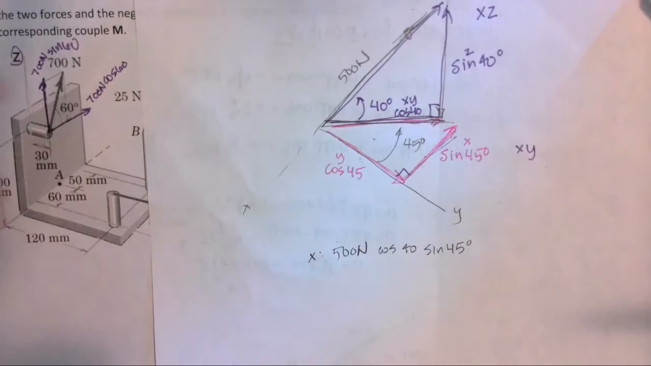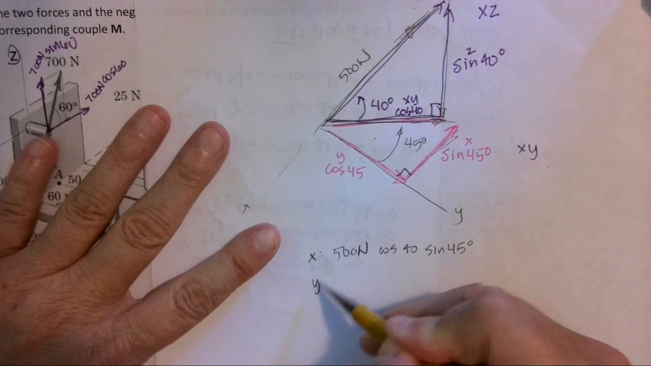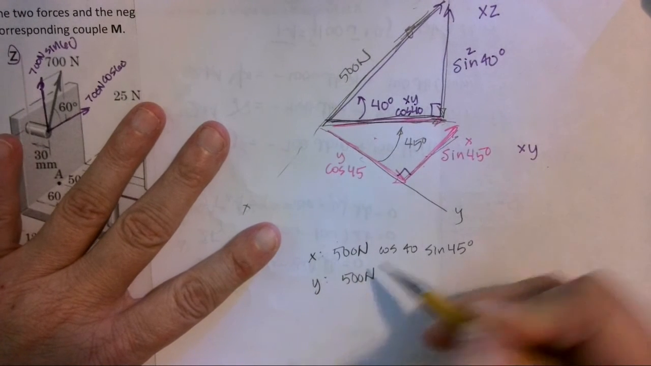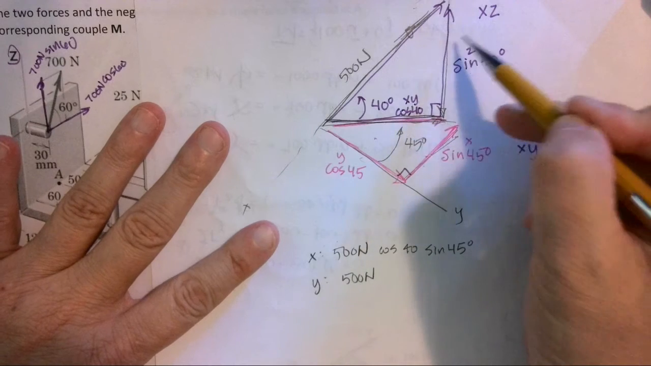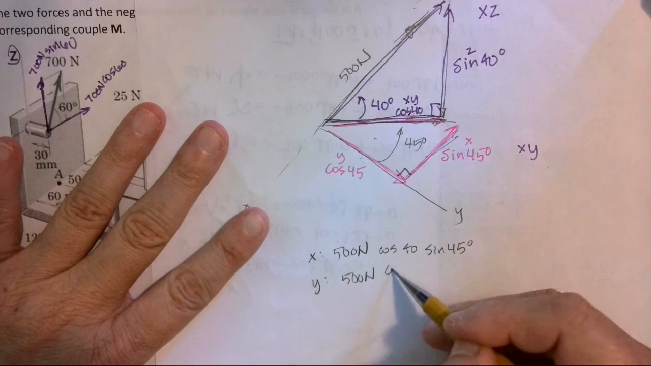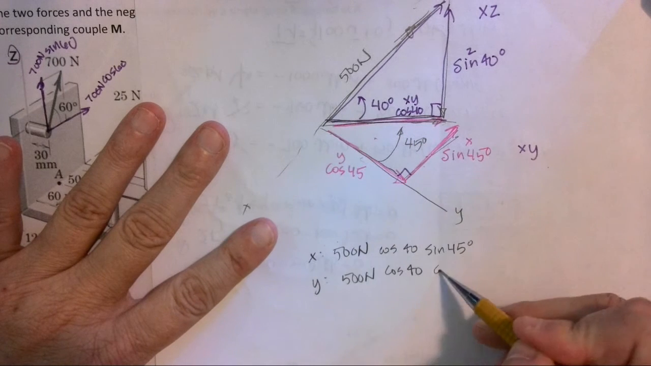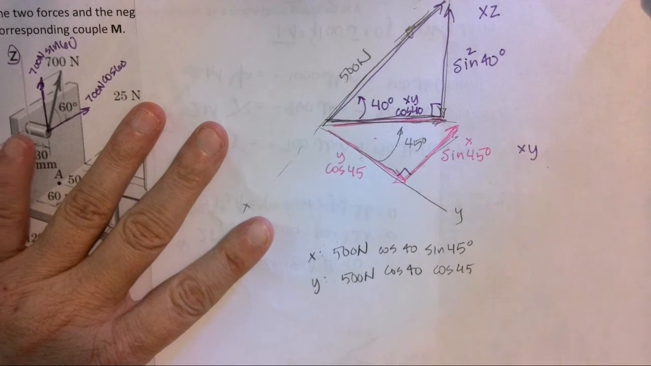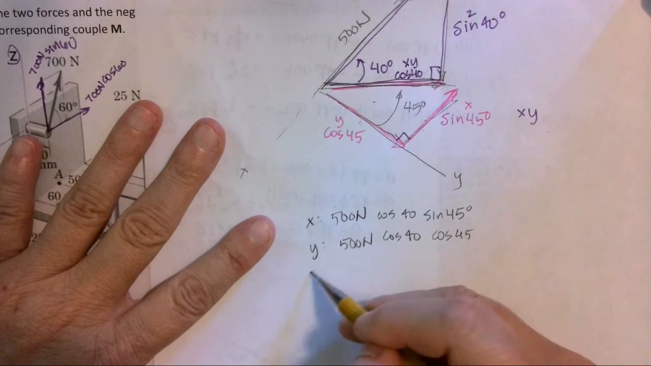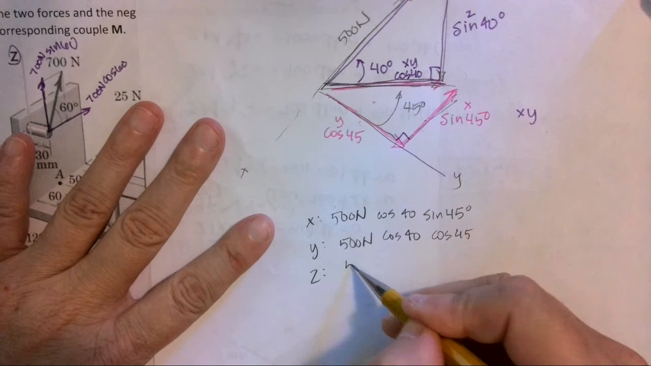And then sine 45 is the xy plane component. If I look at the y component, it's going to be 500 newtons. Okay, I have to get out of the 3D plane, and now that I'm out of the 3D plane, I am cosine 45. And then the z component is just 500 sine 40.